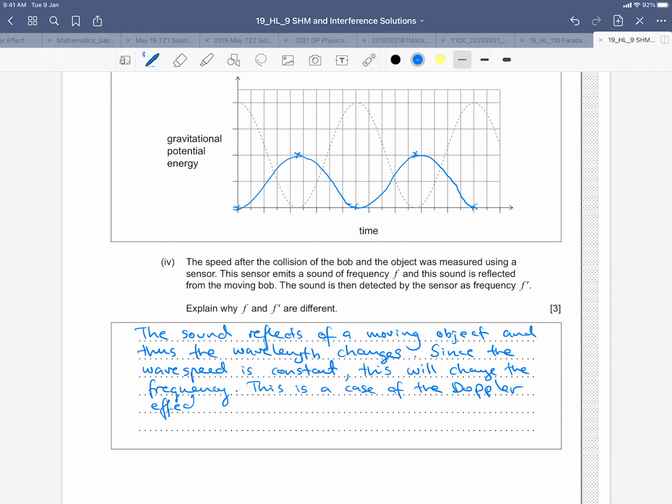because they haven't actually referred to the name Doppler effect at all, so you want to show that that's what this is about. So the sound reflects off a moving object, thus the wavelength changes. Since the wave speed is constant, this will change. This is a case of the Doppler effect for a moving source.